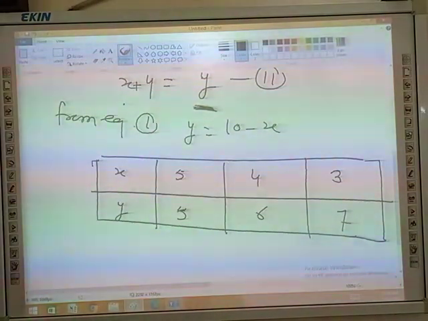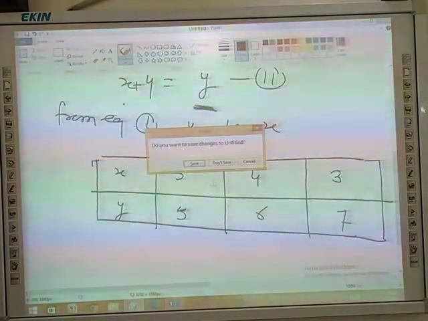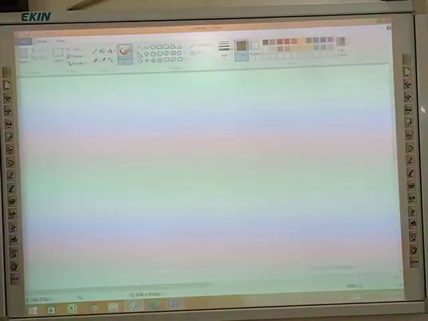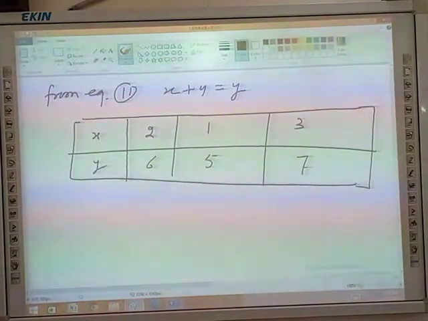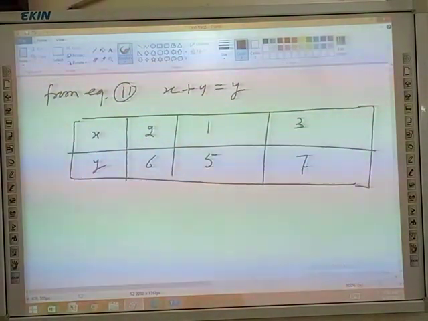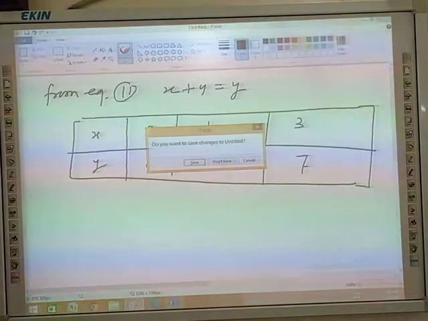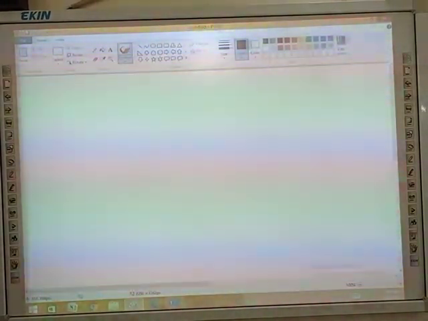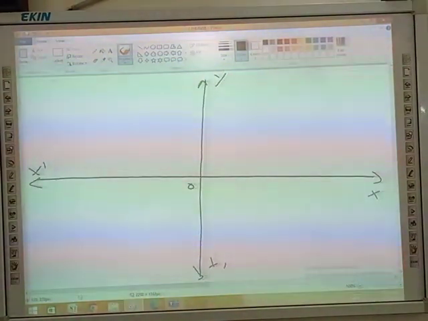Now students, x plus 4. Now students, your second equation is, second one is 2, 6, 1, 5, 3, 7. Now students, draw the graph.